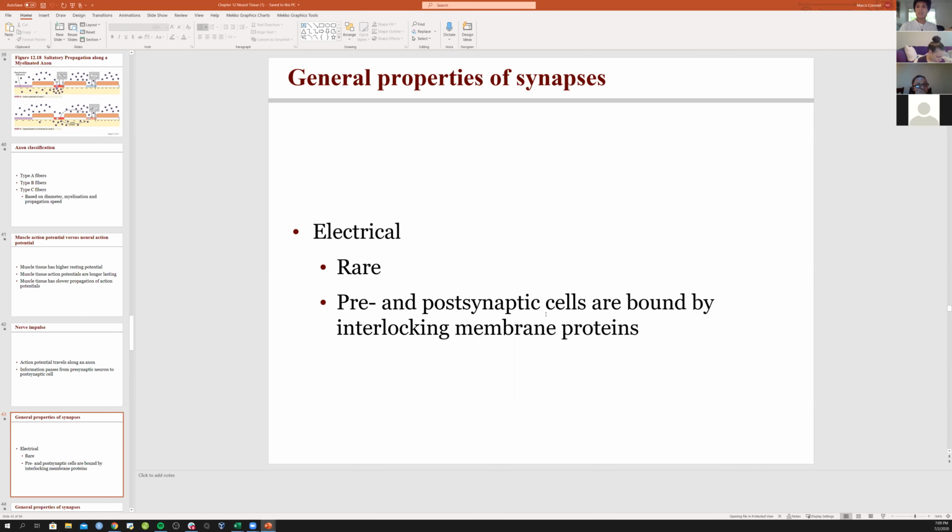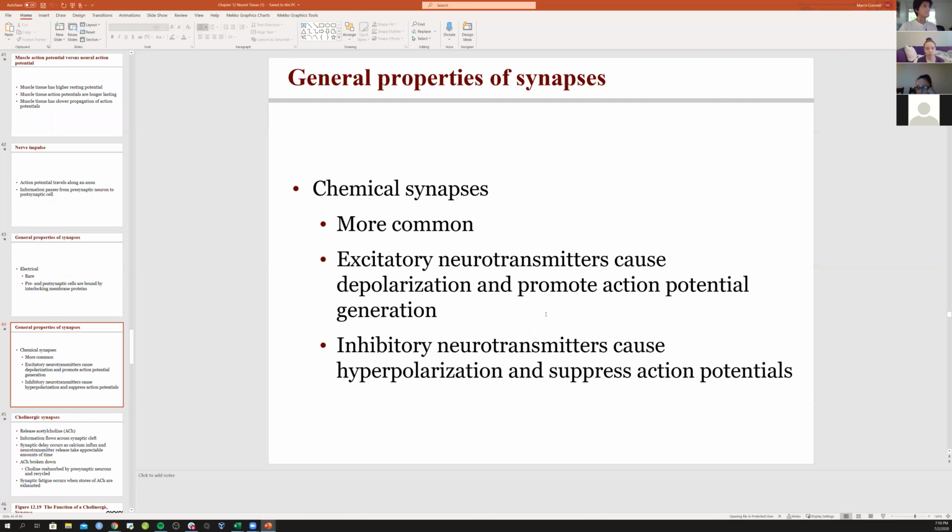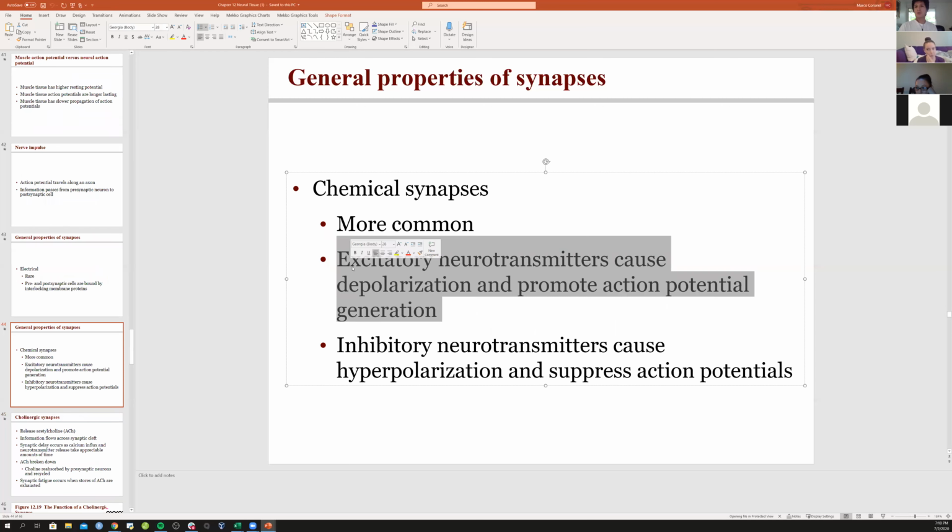Whereas these electrical synapses, though rare, involve contiguous ion movement, an action potential that flows continuously from one neuron to the next. These are rare and are found in some reflexes where you need immediate action. Chemical synapses are more common.